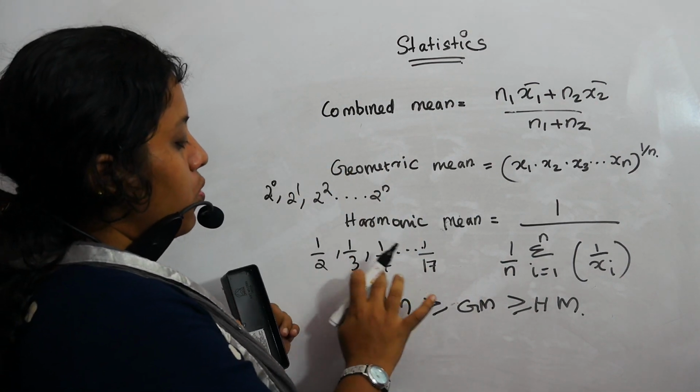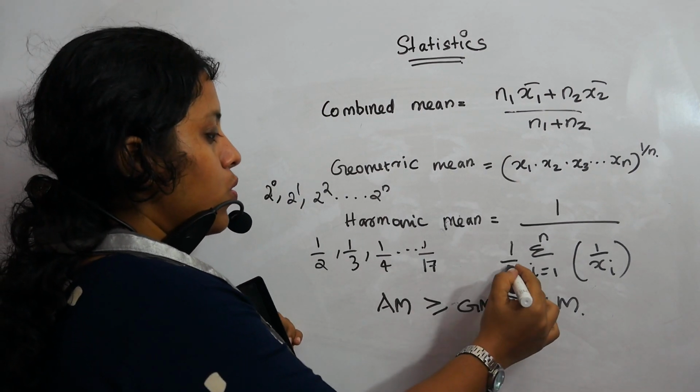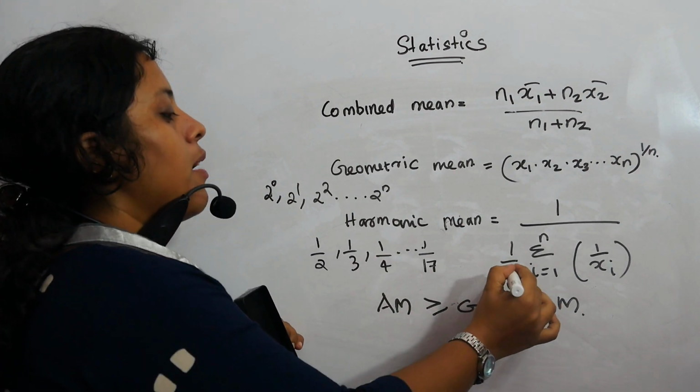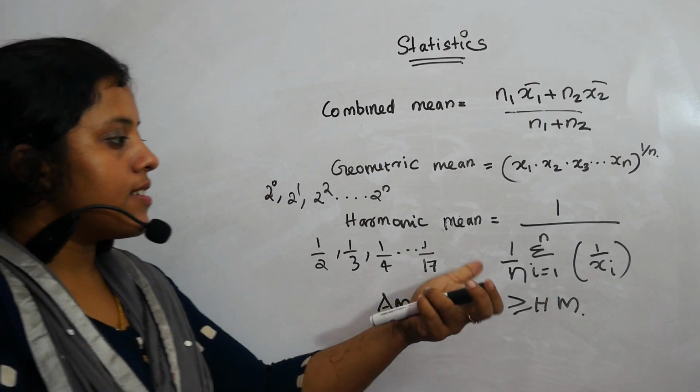So 1, 2, 3, 4, up to how much will be there? 16 terms will be there now. So it will have 1 by 16. Here n represents the number of terms. Understood? So that is the harmonic mean.